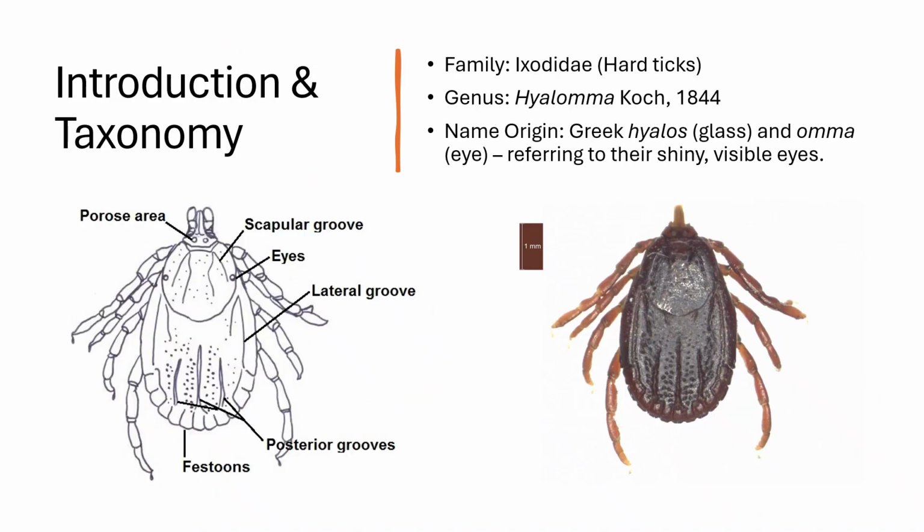For the introduction, the genus Hyalomma belongs to the family Ixodidae, or the hard ticks. For the name origin, the name is derived from the Greek word hyalos, meaning glass, and omma, which means eye, referring to their shiny visible eyes as shown in the diagram.